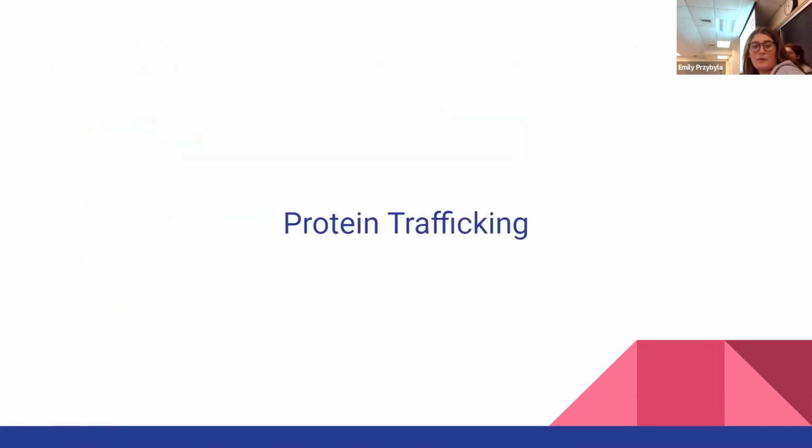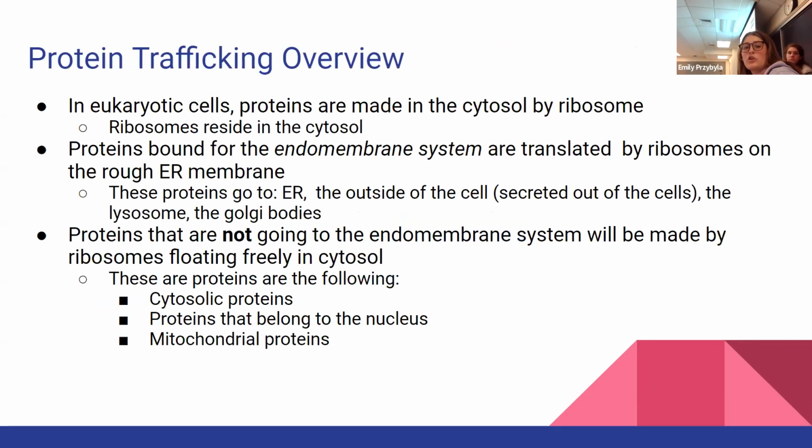Okay, moving on to protein trafficking. So this is just an overview of protein trafficking. Essentially, in eukaryotic cells, mRNA is trafficked out of the nucleus after it's been transcribed, and then the proteins are made in the cytosol by the ribosomes. So the ribosomes in the cytosol are either freely moving around in the cytosol, or they can be docked on the rough ER.